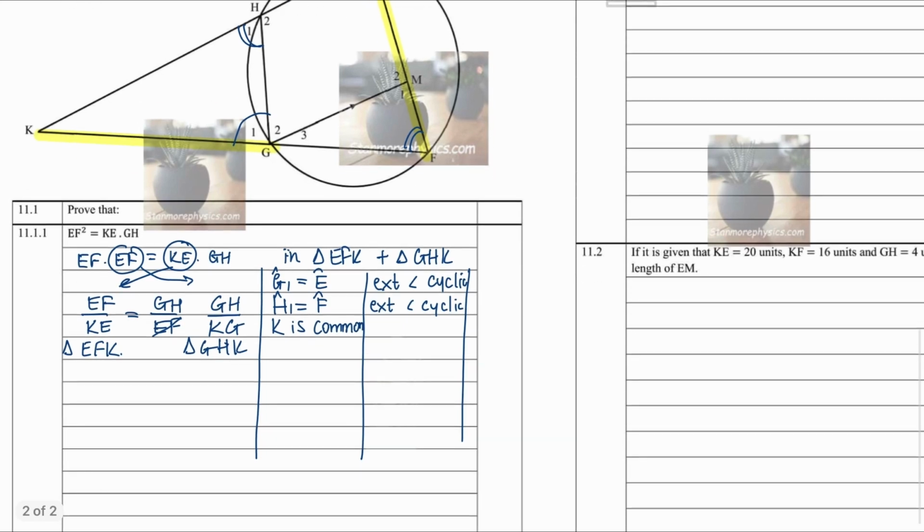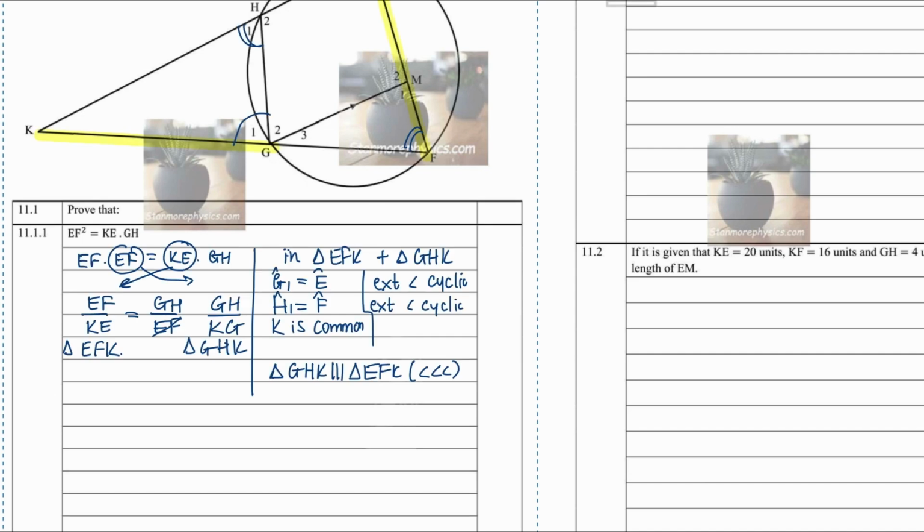So we can simply say that triangle GHK is similar to triangle EFK. And the reason is going to be angle, angle, angle. Now it's not too neat, so let me just neaten this up a little bit. We got that and that. Okay, now we can go ahead and prove the equation that they asked us to do.